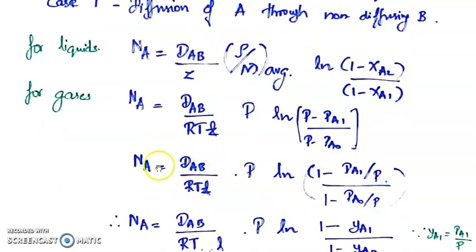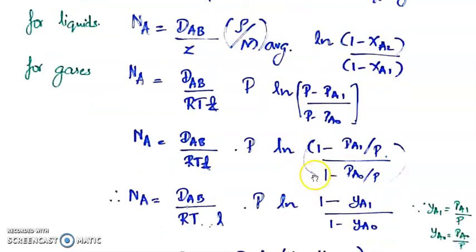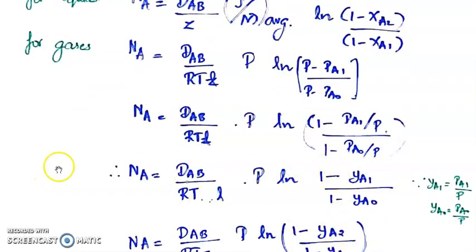Okay, now let's modify this equation. Na is equal to DAB by RTL into P ln of 1 minus PA1 by P by 1 minus PA0 by P. I'm simply rearranging the equation. So let's see what we got. Here Na is equal to DAB by RTL into P, the total pressure, ln of 1 minus YA1 by 1 minus YA0. Here PA1 by P, that is PA1 is the partial pressure of A at location 1 and P is the total pressure, is equal to YA1. Similarly, YA0 is equal to PA0 by P.